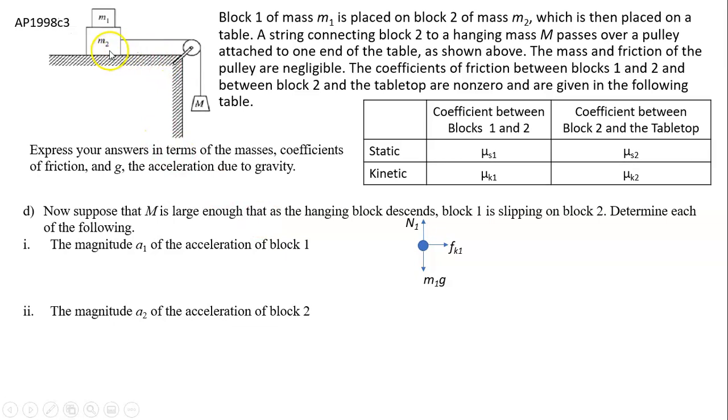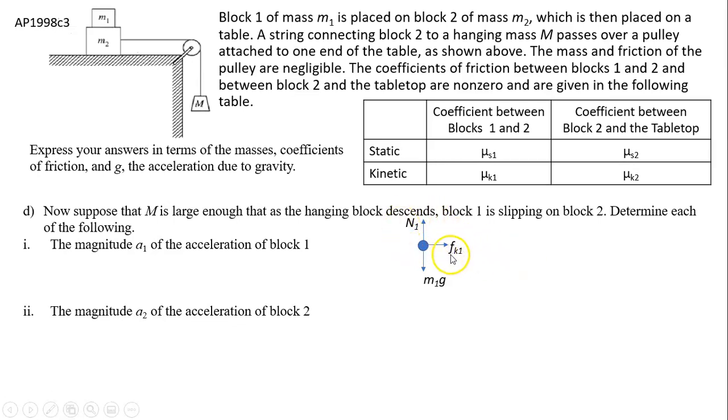Let's take the free body diagram of M1. What are the forces acting on it? So we definitely have gravity. We know there's a normal force on M1. But what is the force that causes M1 to accelerate? It has to be the friction between M2 and M1. And that friction has to be to the right.